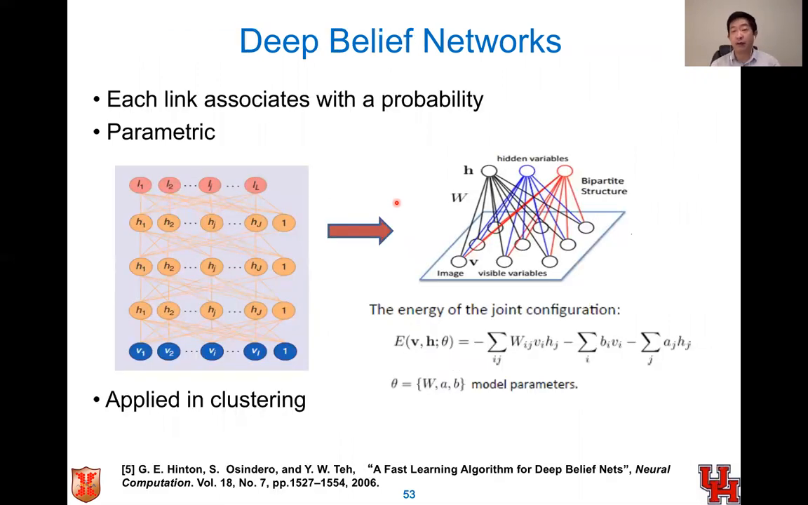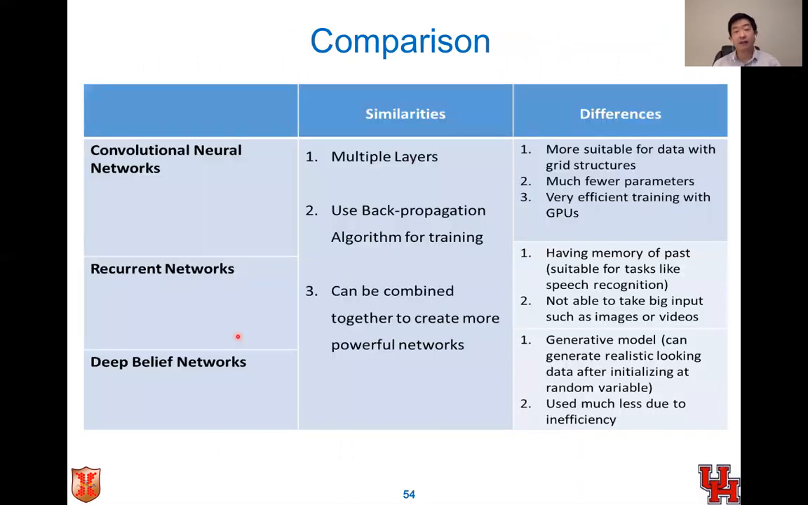And then you have a very general one, the restricted Boltzmann machine. Basically, you can stack them together. Here is the comparison. CNN, RNN and the deep belief network all have multiple layers. They use the backpropagation algorithm for training and have created very powerful tools. But the difference is that CNN is for grids or images, and very efficient. And RNN has memory, so it suits language or speech.